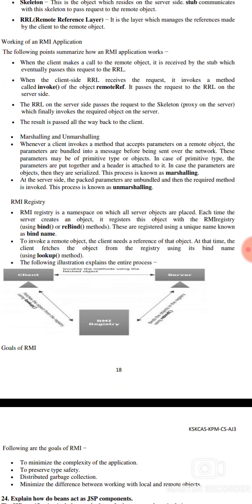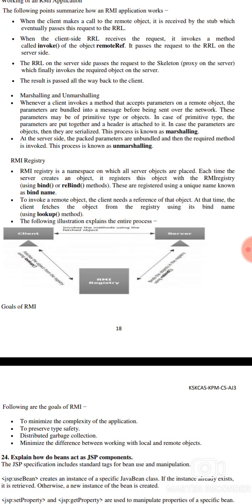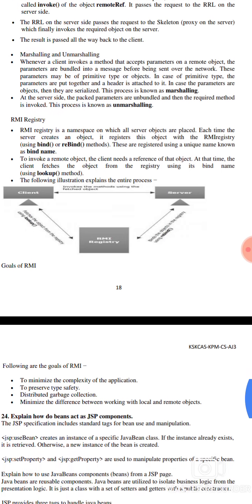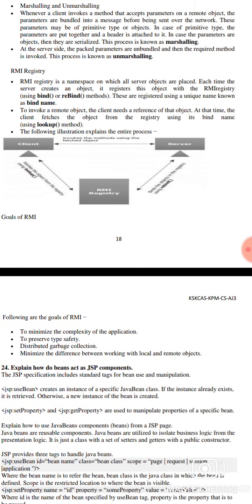Working of an RMI application: when the client makes a call to the remote object, the client-side RRL receives the request and invokes the method on the remote object reference. The server-side RRL passes the request to the skeleton. The result is passed back to the client. Marshalling and unmarshalling: the parameters of the object are serialized, known as marshalling. At the server side, the packed parameters are unbundled and then the required method is invoked, known as unmarshalling.